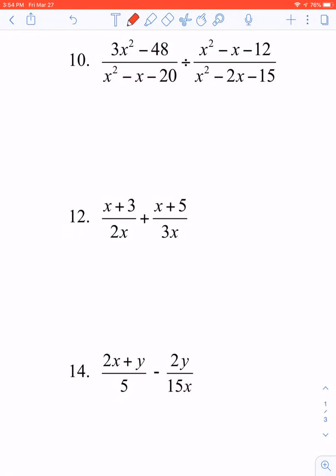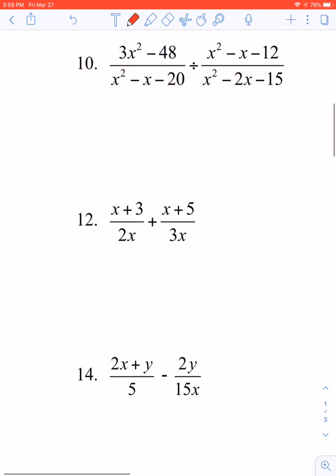It's a fraction, 3x squared minus 48 over x squared minus x minus 20, divided by a second fraction, x squared minus x minus 12 over x squared minus 2x minus 15. The first thing we want to do with the division is change it to multiplication and flip the second fraction, okay? Keep, change, flip. So that's what we're going to do. Let's stick to red, that's fine.